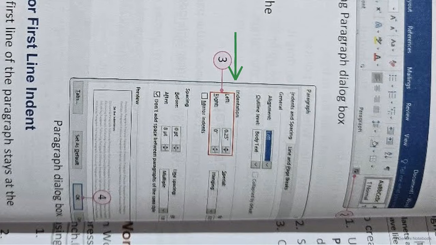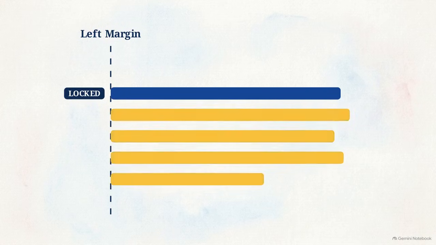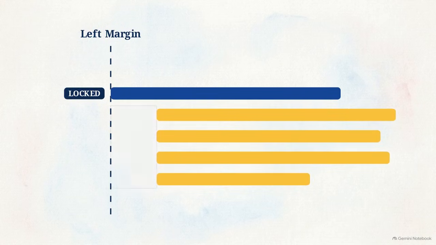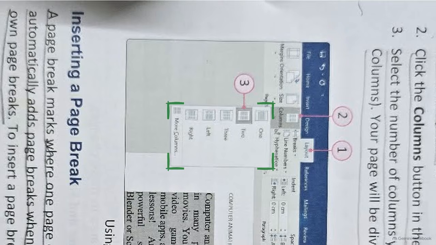Moving down to paragraph formatting, we need to talk about indentation. Exam writers love to test you on a specific setting found under this special drop-down menu, the hanging indent. Here is how a hanging indent works mechanically. The very first line of your paragraph stays locked at the left margin, but all subsequent lines below it are pushed inward or indented. Also in the Layout tab is the Columns feature.